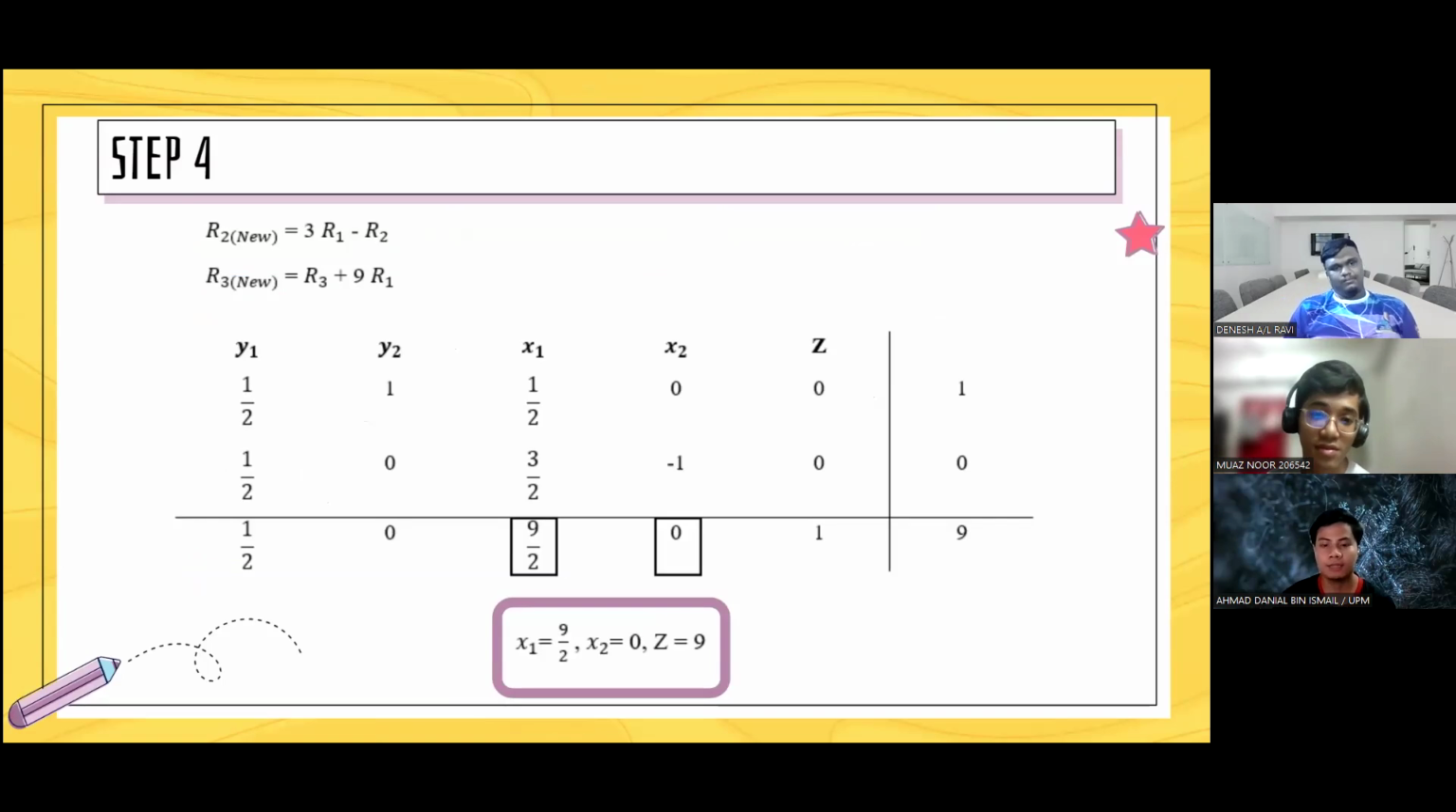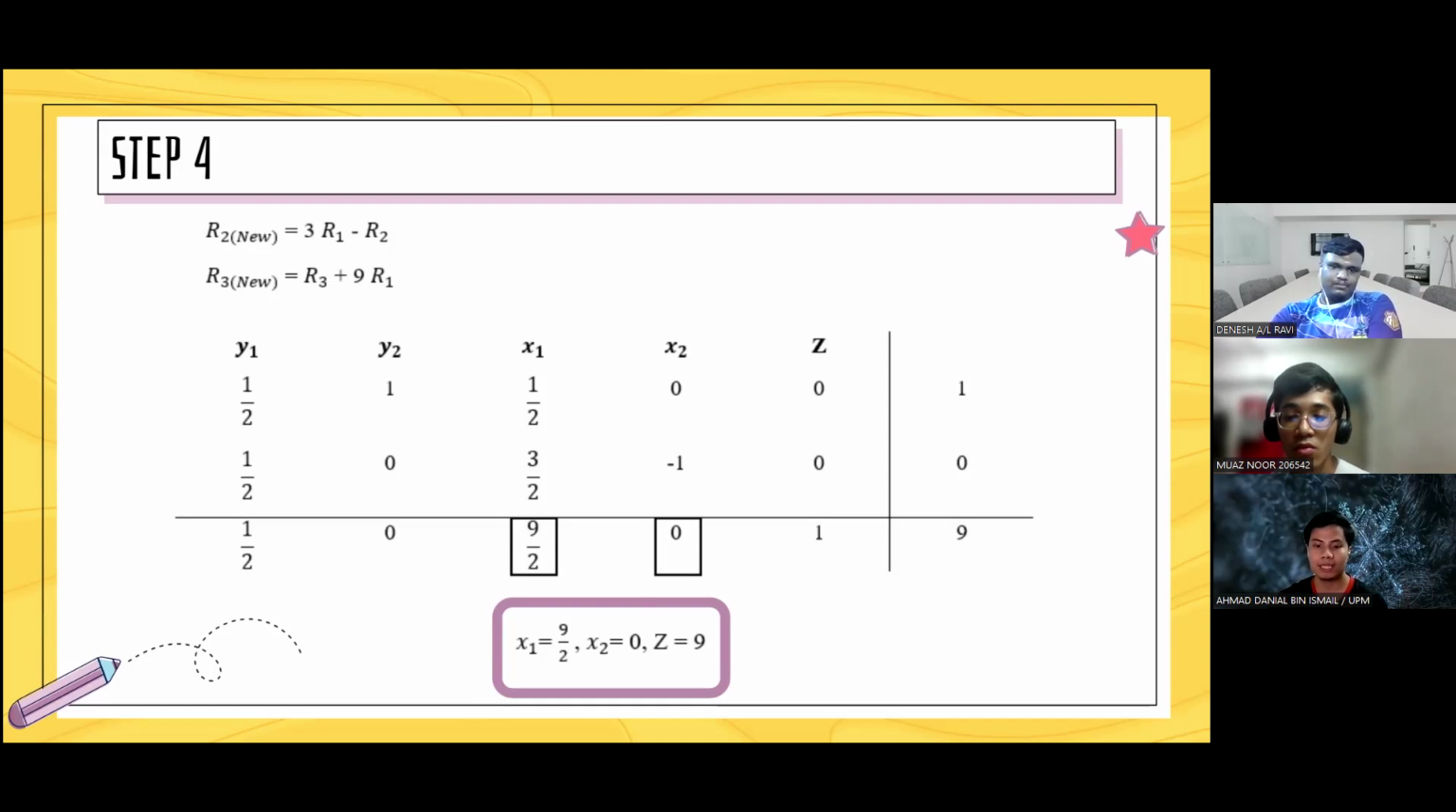Okay, so after we get the pivot element, which is 1, in the first row and second column, we need to perform the elementary row operations to all the entries of each column, in order to get the 0 values. So for row 2 and second column, we can eliminate the number 3 by the equation R2 new equal to 3R1 minus R2, and we will get the 0 values. Next, we also need to eliminate the -9 located at row 3 and column 2 using the equation R3 new equal to R3 plus 9R1, which will give the zero values.